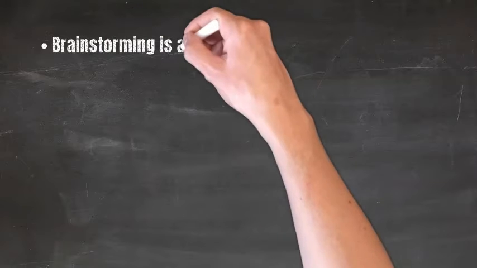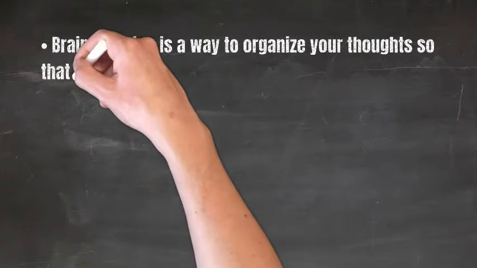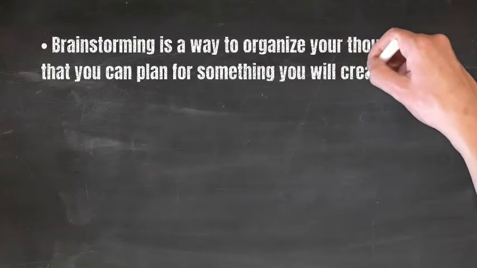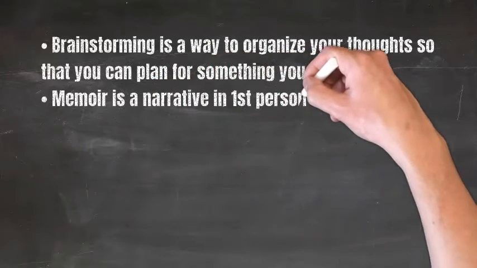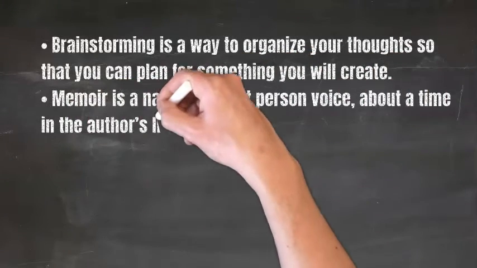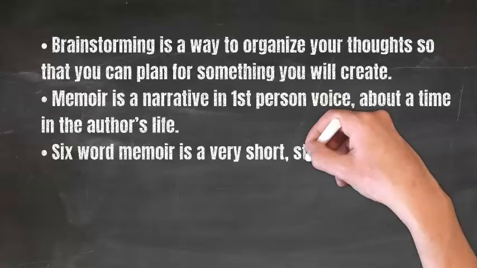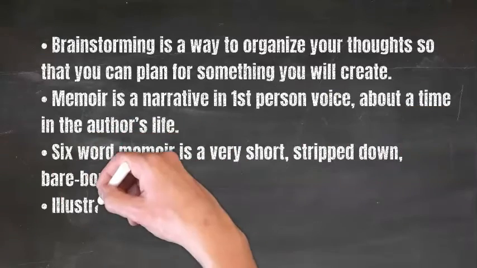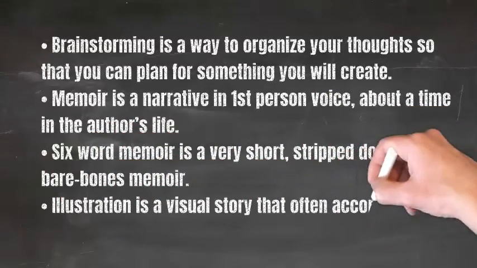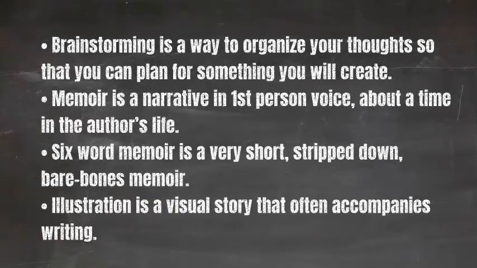So, let's review what we've talked about so far. Brainstorming is a way to organize your thoughts so that you can plan for something you'll create. Memoir is a narrative in first-person voice about a time in the author's life. 6-word memoir is a very short, stripped-down, bare-bones memoir. Illustration is a visual story that often accompanies writing.